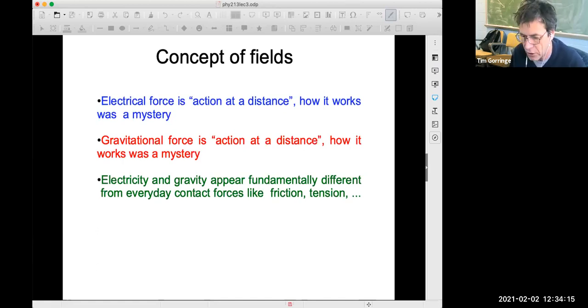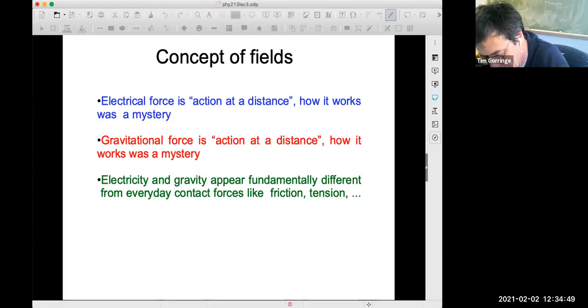If you think about friction, you need two surfaces in contact. For tension force, you need contact between you and the string, you and the cable, you and the rope. Those everyday forces all involve contact between objects, whereas electrical force is some strange action between charges that are separated. Gravitational force is some strange action between masses that are separated. So that was a real puzzle.